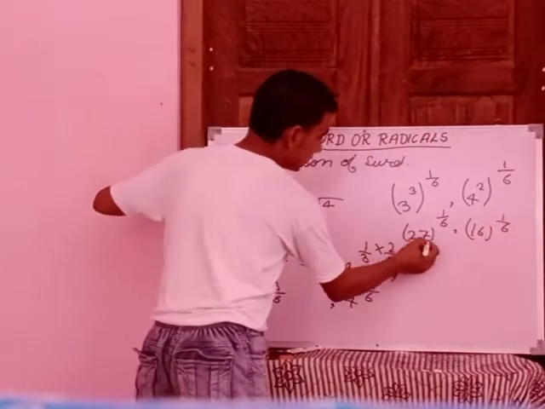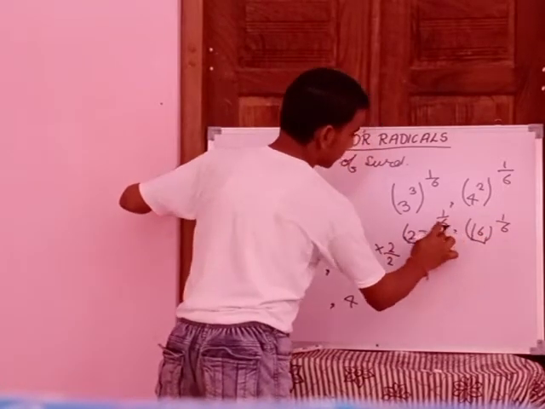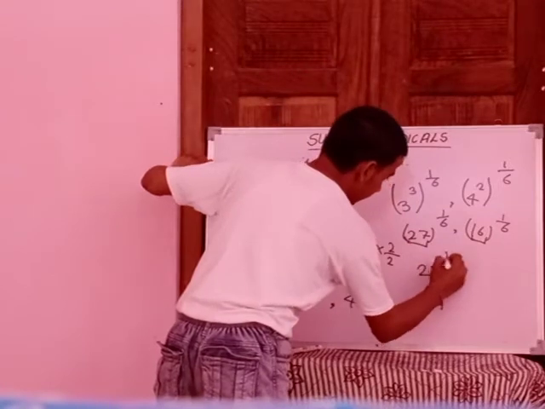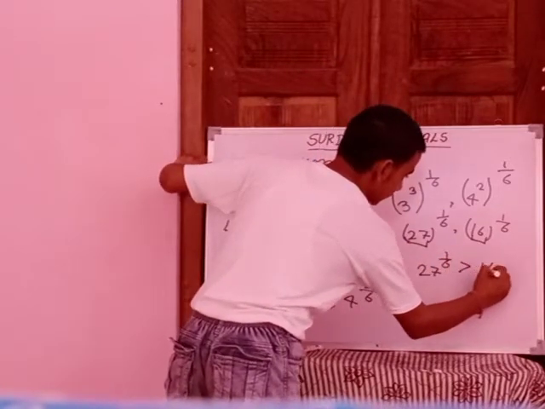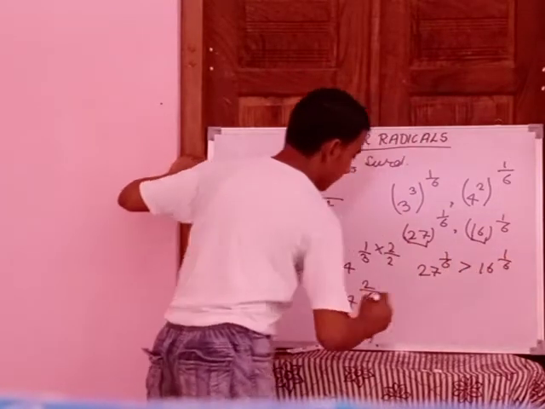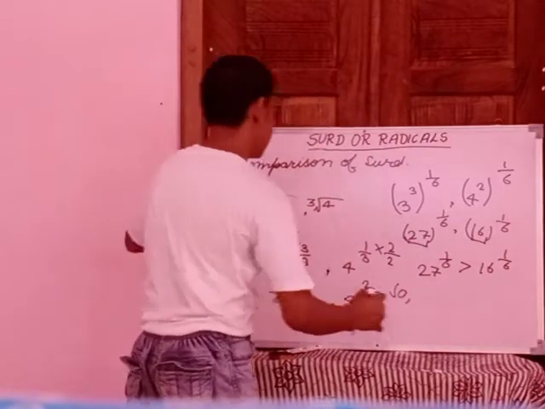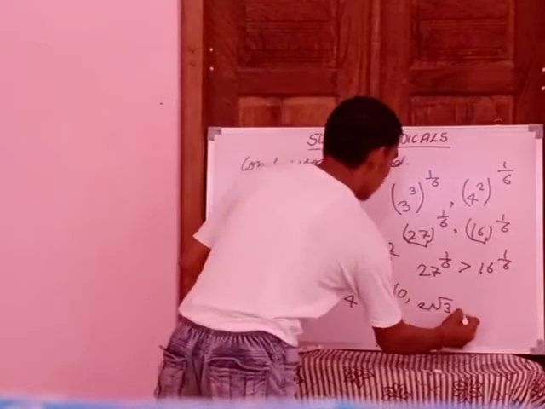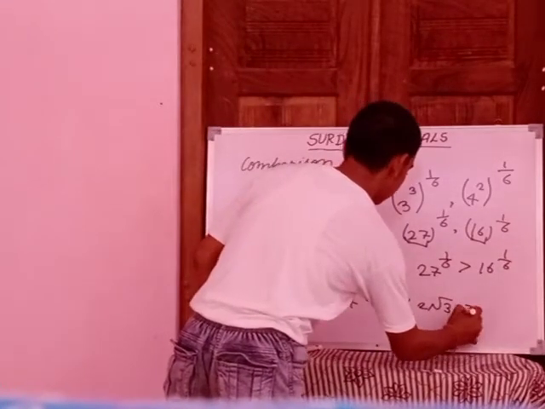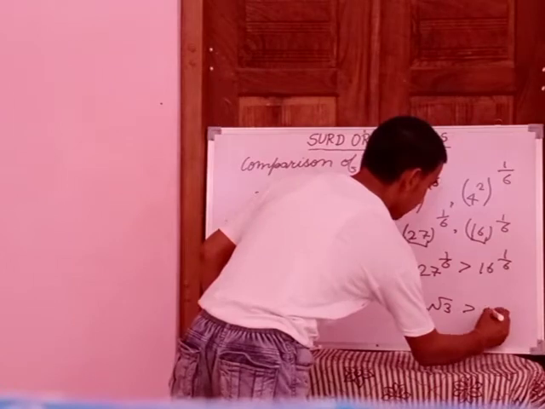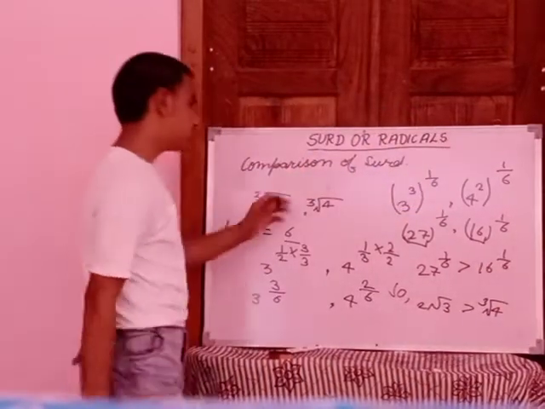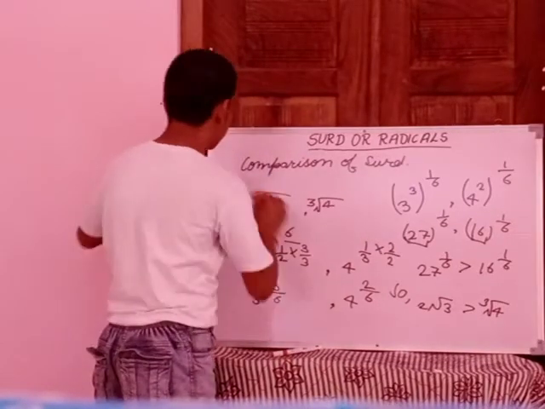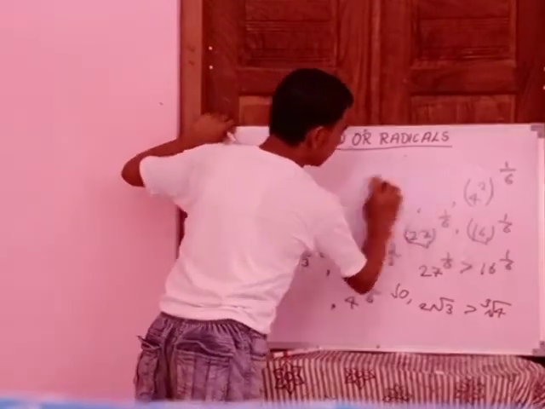As the orders are the same, we compare these. By comparing, we found that 27 raised to the power 1 by 6 is greater than 16 raised to the power 1 by 6. So the square root of 3 is greater than the cube root of 4. So this was about the comparison of surds. Now there are some laws of surds. Let's discuss those laws.